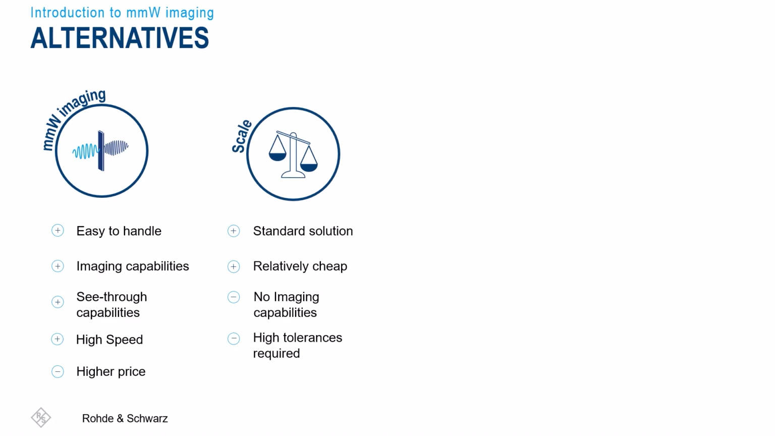A second alternative would be using a scale. Scales are on the market for quite a while already. They are relatively cheap, but unfortunately they have no imaging capabilities. That means they just display the weight of whatever is in the package, but they don't show what exactly is in the package. So they can't really distinguish between a high-end smartphone in the package or just a couple of stones in the package by chance having the same weight as the smartphone.